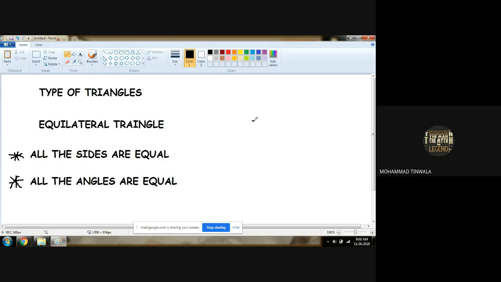Very good. For example, this is a triangle. If the sides are equal, this is A, B, and C, AB is equal to BC, and BC is also equal to AC. So all three sides are equal. If the three sides are equal, that means it is an equilateral triangle. If it is an equilateral triangle, that means all the three angles are always equal.